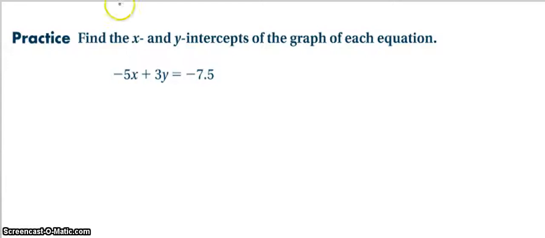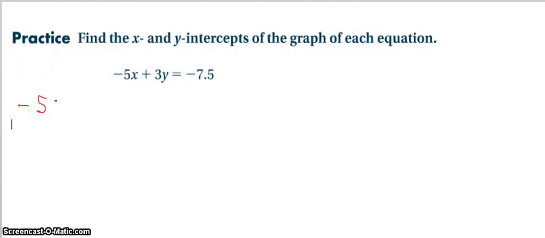Now you need to pause the video and solve this, finding the x and y intercepts. Find them both as points. Don't just give me an x and a y. You need to give me 2 points. One is the x-intercept, one is the y-intercept. Pause it, solve it, do it now.